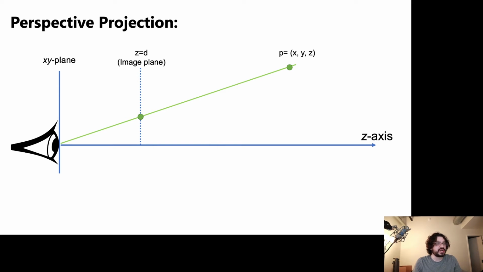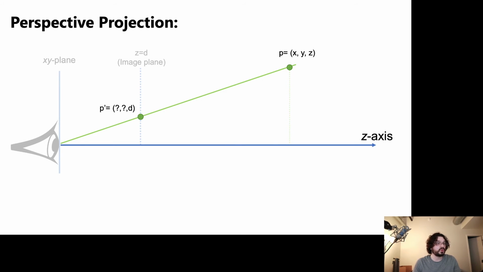Now we can describe the projection p' of p onto our image plane as the intersection of the eye ray through P with our image plane. So right away, we know that the z-coordinate of this projected point must be equal to d. Because remember, we defined our image plane with the equation z equals d. So the question is, what are our projected x and y coordinates?